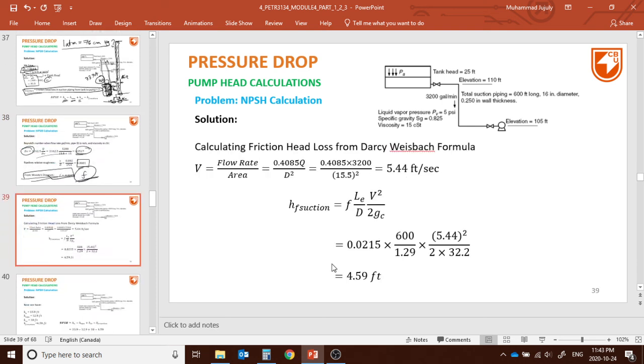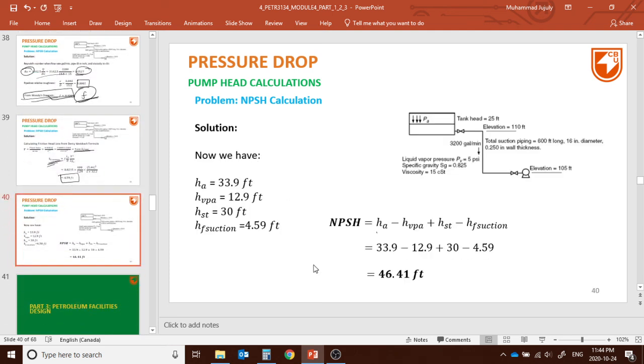And how can we calculate the velocity? We take the flow rate divided by area, and we get the velocity, which is 5.44. So if we use the Darcy-Weisbach equation, then we can calculate the HF suction, the suction head loss, and then NPSH equals HA minus HVP plus HST minus HF suction. That means we get the NPSH. Clear, easy and simple.